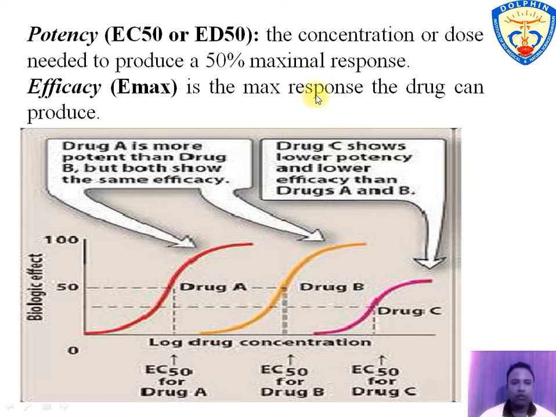So potency, that is EC50 or ED50, is the concentration of drug or dose required to produce 50% of maximum response. Efficacy is the maximum response produced by a drug. In this figure, the dose response curves of drugs A, B and C are shown, where the EC50 of drug A is lower than drugs B and C, and drug C shows lower efficacy. Both drug A and B show the same efficacy, but drug A is more potent than drug B because the dose of drug A is lower than drug B.